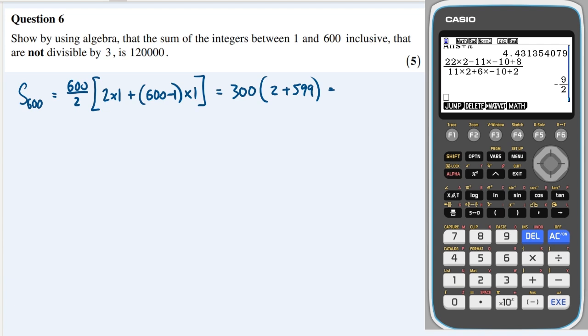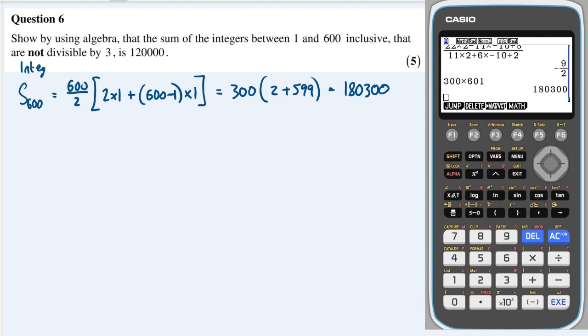So this is going to equal 300 times 601. And we get 180,300. So these were all the integers in total, and the next one I'm going to work out is all the multiples of 3.